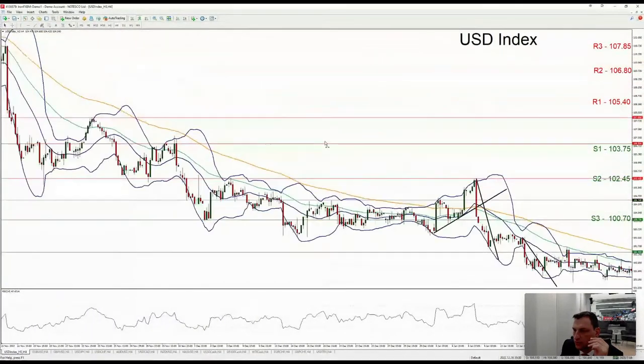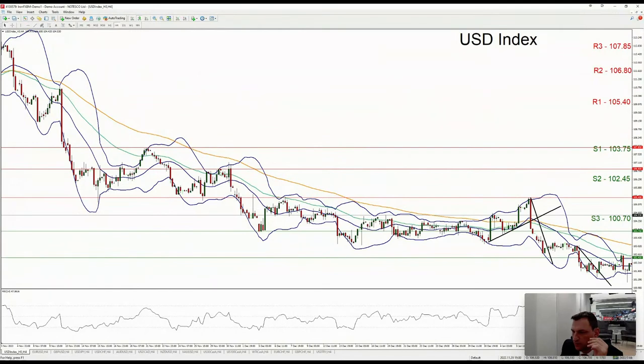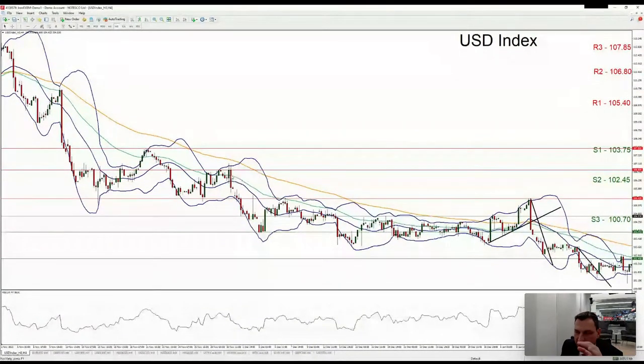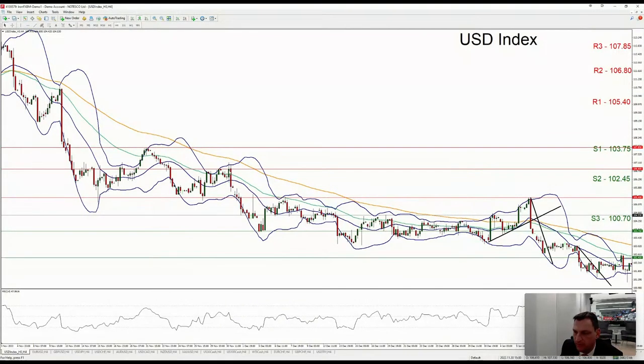You can see how beautifully the 106.80 provided resistance here. And here there was a false break, but overall the level tended to hold as it was tested also here and here and here. So there were multiple tests on that level. I'm keeping that.